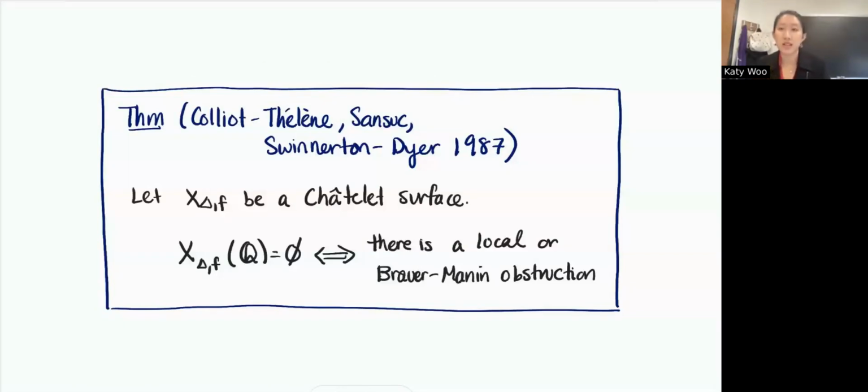So in 1987, Colliot-Thélène, Sansuc, and Swinnerton-Dyer studied the Hasse principle for Châtelet surfaces. In their seminal result, they showed that a Châtelet surface has no rational points if and only if there's either a local or Brauer-Manin obstruction.